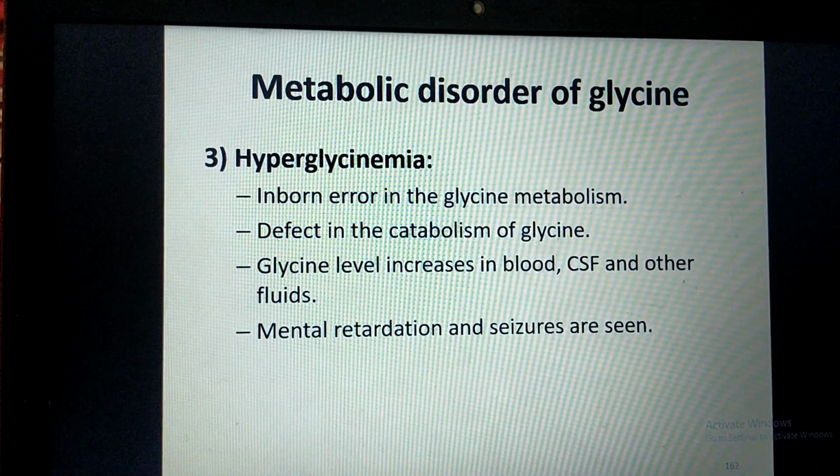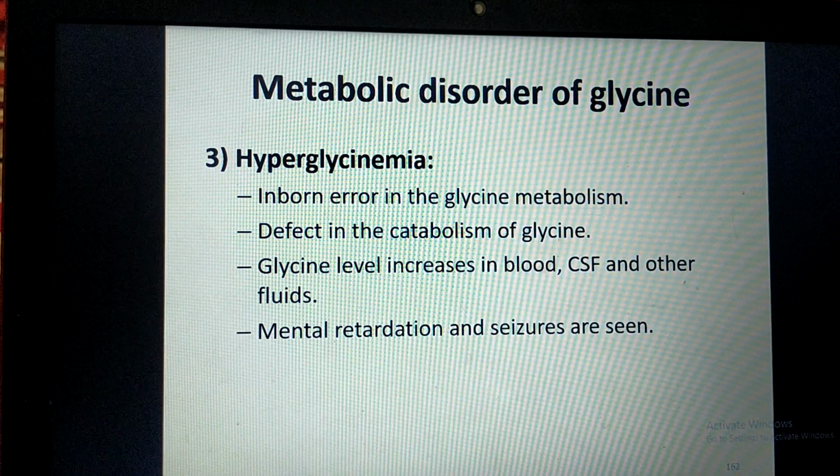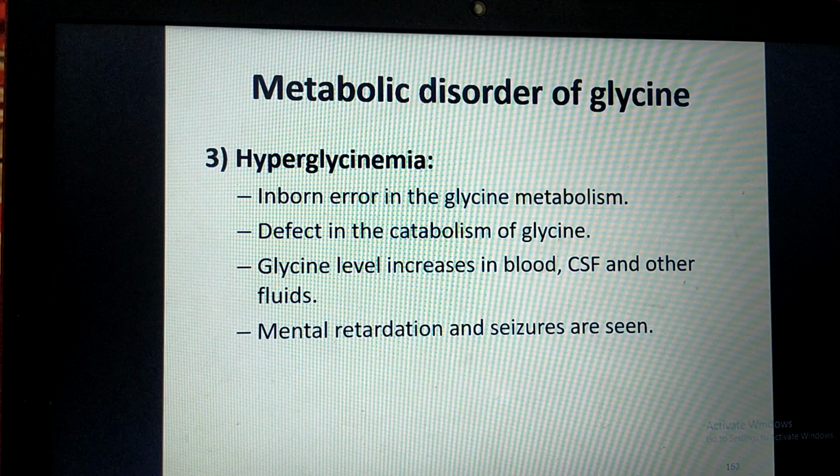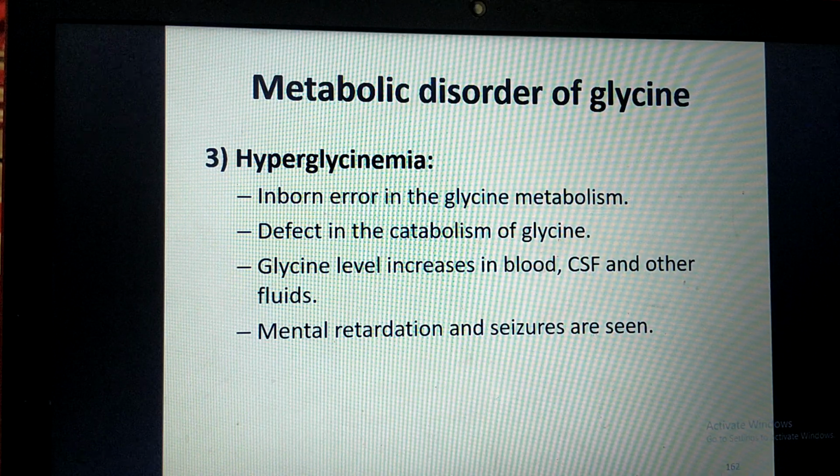Now next is hyperglycinemia. It is also an inborn error of glycine metabolism. There is a defect in the catabolism of glycine, hence the glycine level in the blood, CSF and other fluids increases. Due to deposition of this glycine and its metabolites in the brain, it leads to mental retardation and seizures.